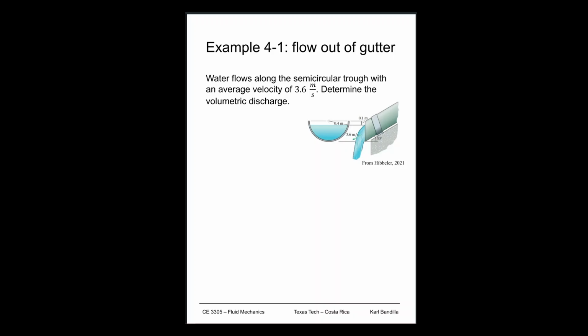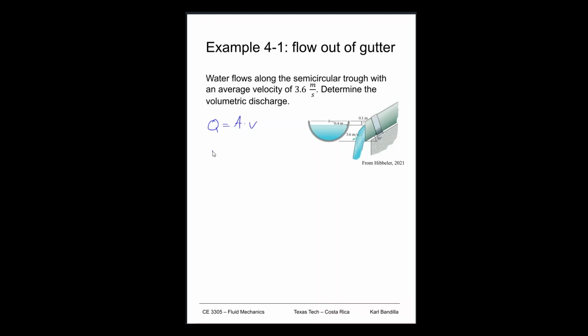This is example 4-1, flow out of a gutter. We are asked to find the volumetric discharge coming out of this trough or gutter, whatever you want to call it, half pipe. We know that Q is equal to the area times the velocity. Velocity is given to us, so let's start figuring out our area.